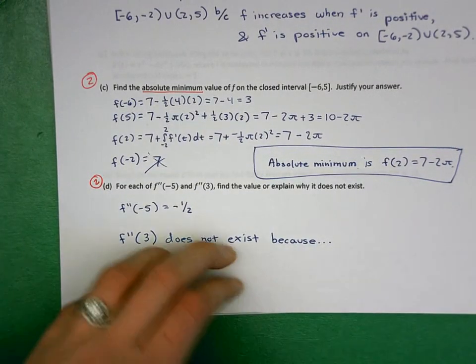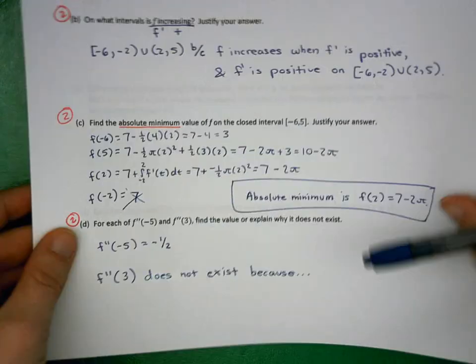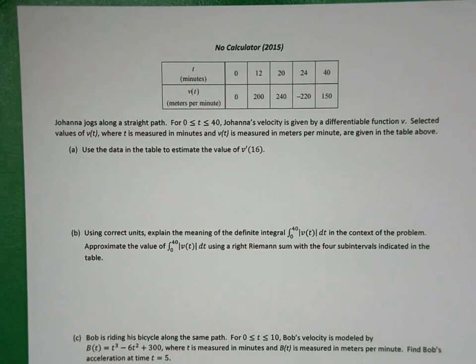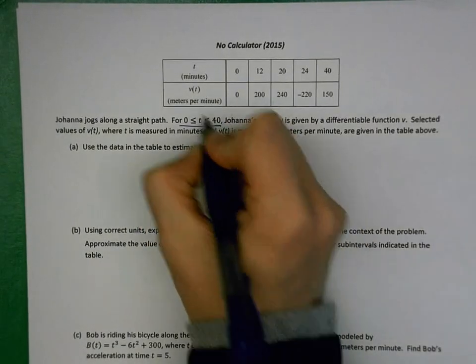Okay, last one here. We have 2015 tabular data. So this one goes back to last week's FRQ focus, and you had one on FRQ1, you now have another here on FRQ2. They're not going away yet. We have Joanna jogs along a straight path for 0 to 40. Joanna's velocity is given by the differentiable function v. So I've got a restricted domain here, 0 to 40.